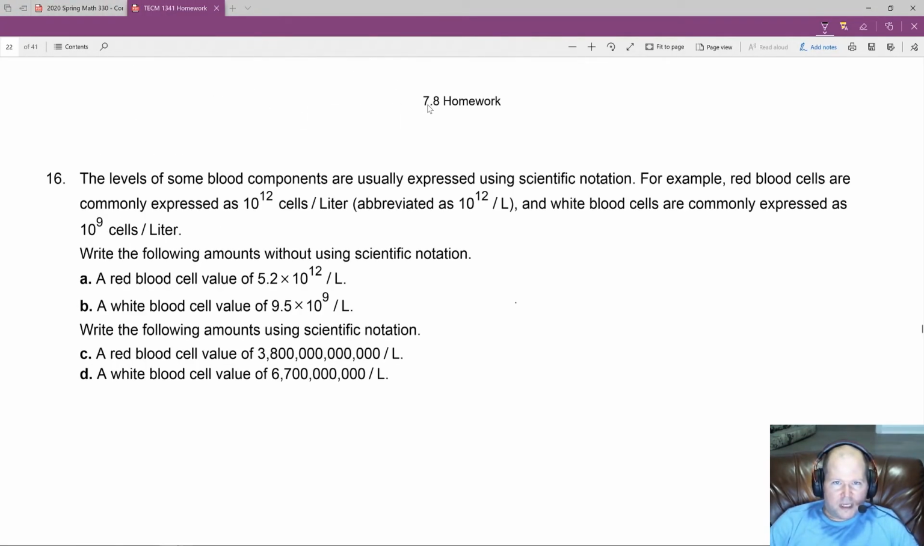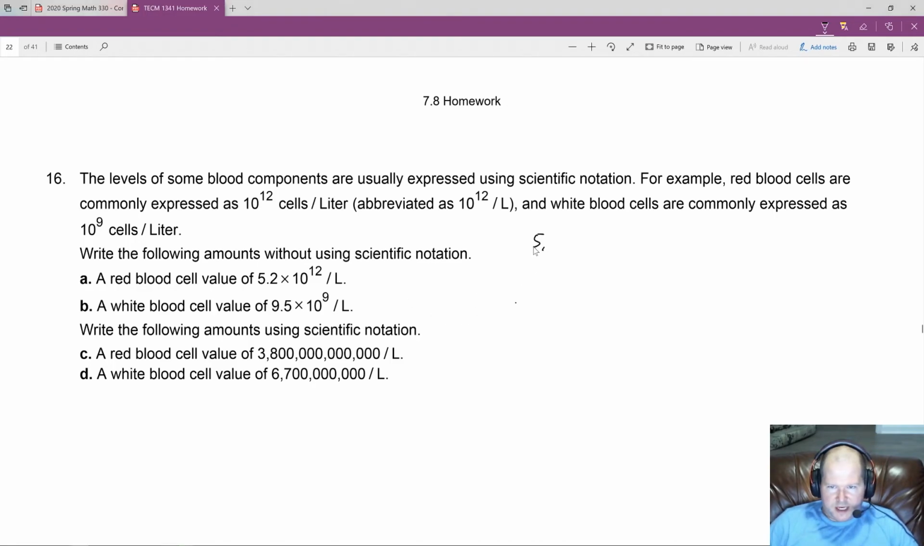So 7.8 homework continued. The level of some blood components are usually expressed using scientific notation. For example, red blood cells are commonly expressed as 10 to the 12th power cells per liter, abbreviated as 10 to the 12th power per liter. And white blood cells are commonly expressed as 10 to the 9th cells per liter. Write the following amounts without using scientific notation.